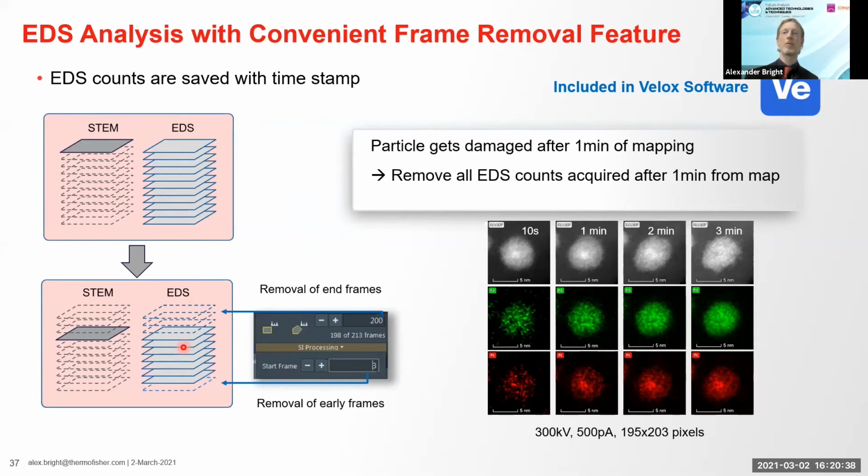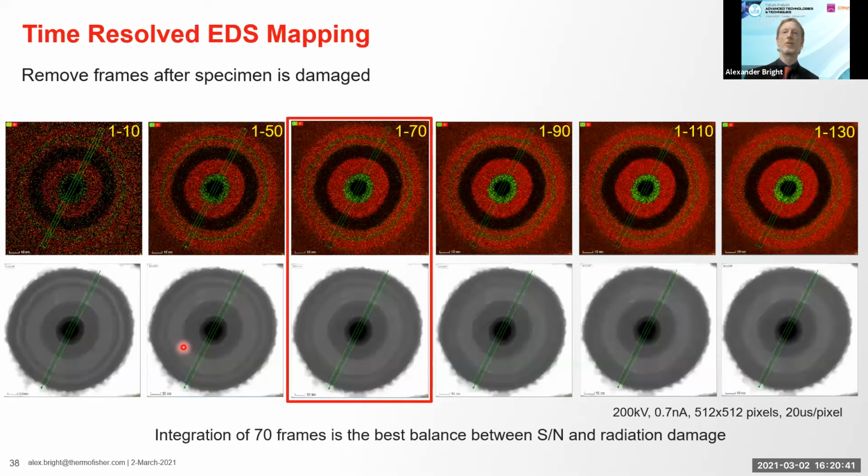So here's an example on an ONO structure. In this case, we acquired 130 EDS frames, and then looking at the data, judged that the best balance between the signal to noise ratio to be able to measure effectively and avoiding radiation damage was taken at around 70 frames. So this was the optimal data.